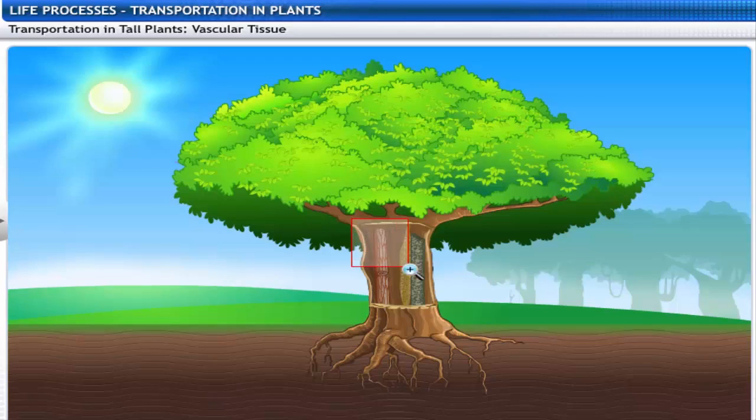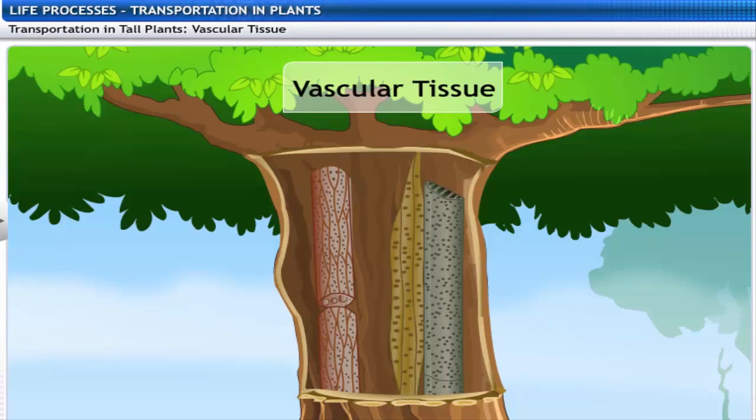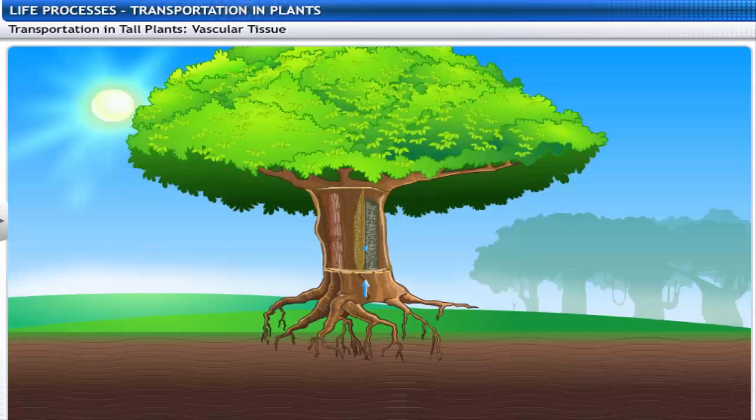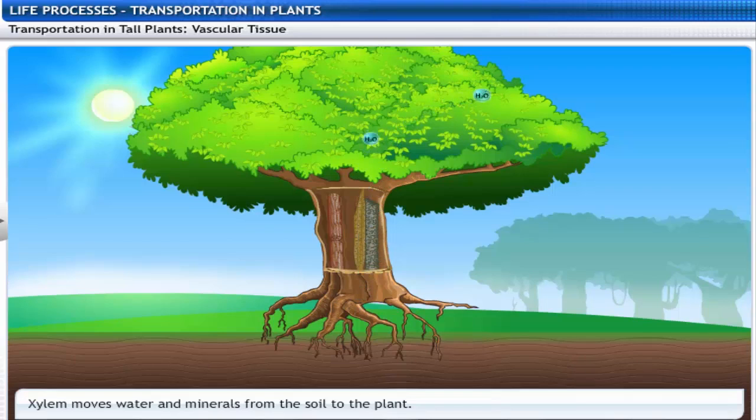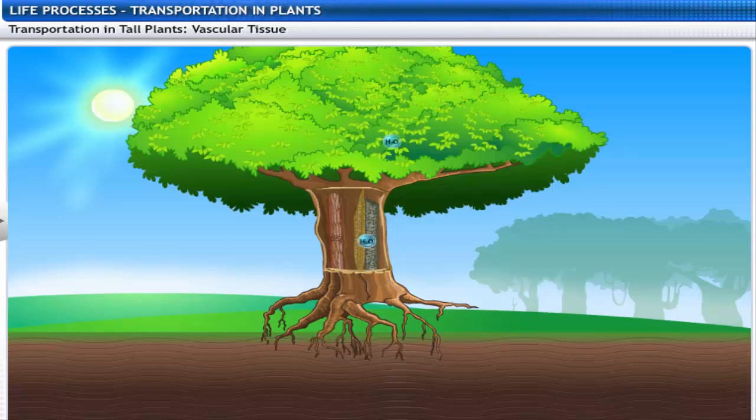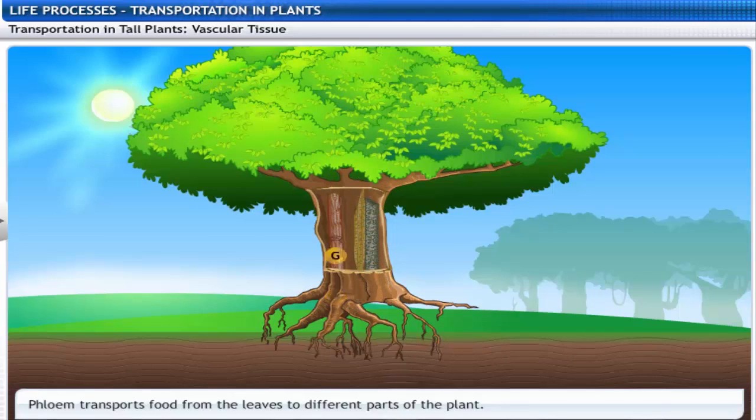Tall plants have transport systems called vascular tissues, which move raw materials from the roots and food from leaves. This happens through 2 sets of conducting tubes that work independently. The xylem moves water and minerals from the soil to the plant. The phloem transports food from the leaves to different parts of the plant.